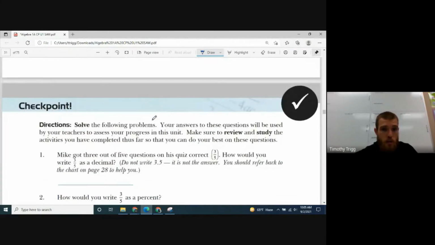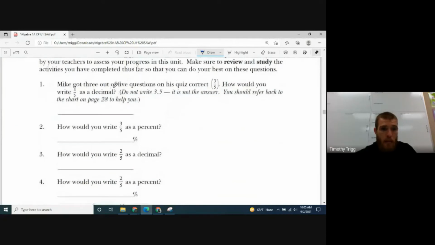Next, page 21. Mike got 3 out of 5 questions on his quiz correct. So that's 3 out of 5. How would you write 3 out of 5 as a decimal? The wrong answer is 3.5. That is wrong. Okay, so don't do that.